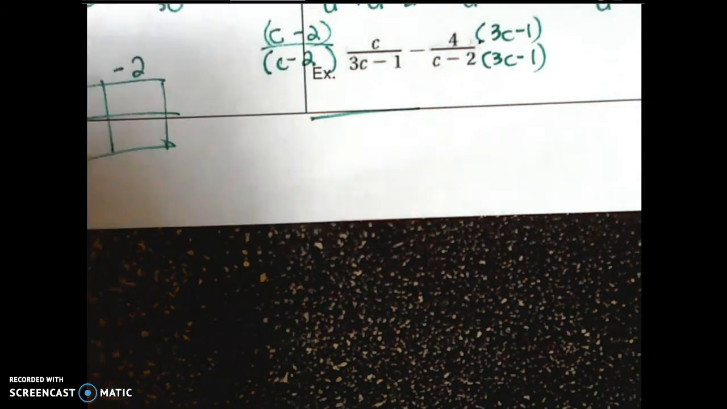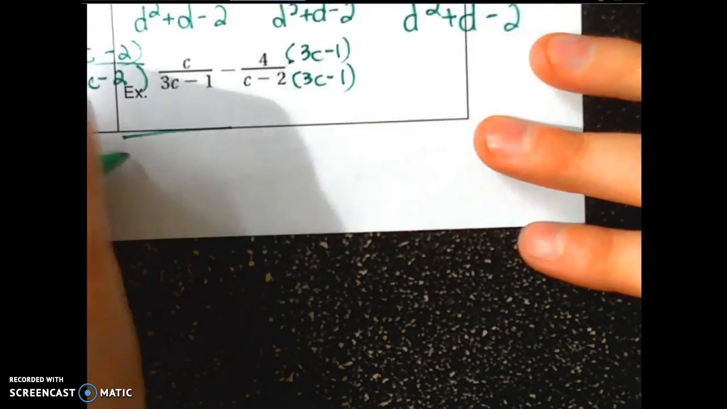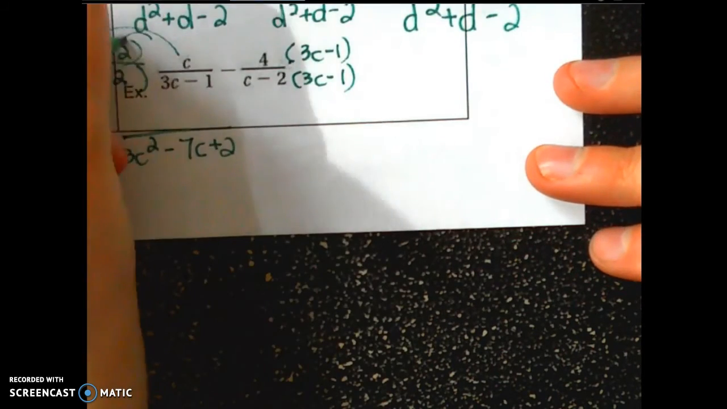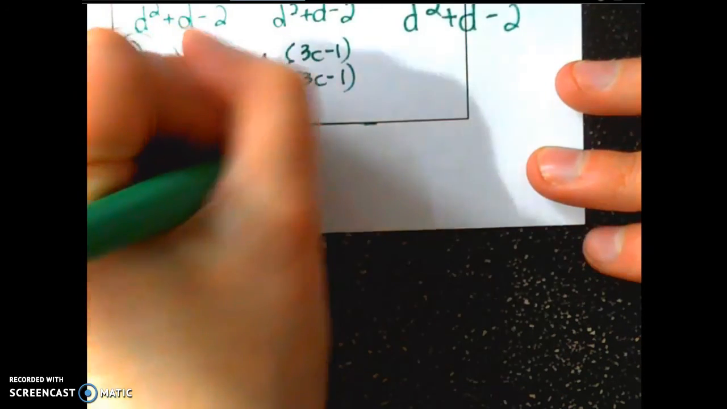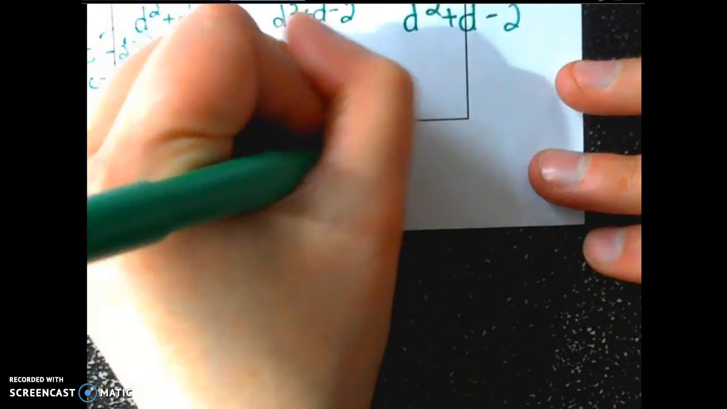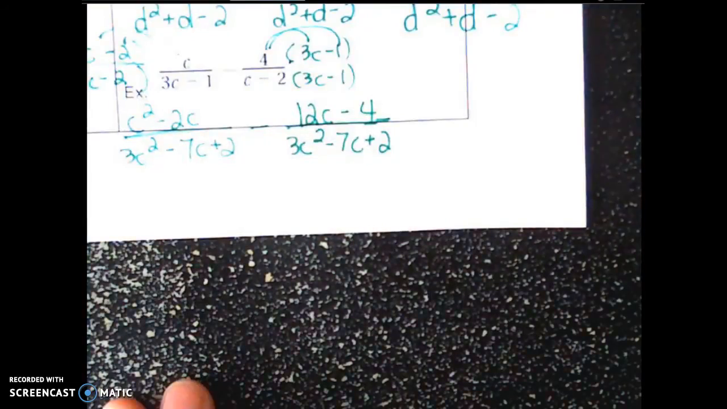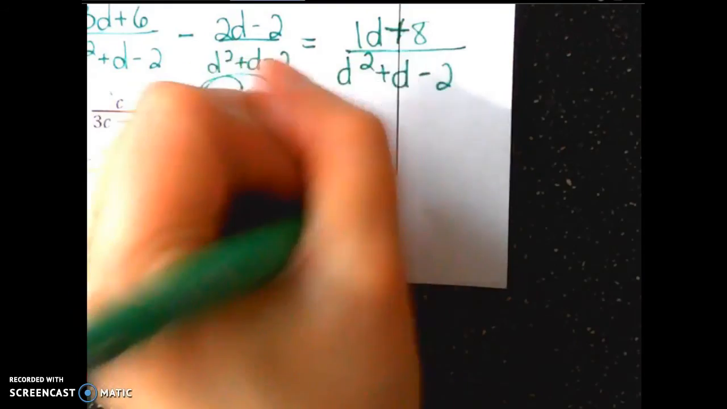So I have c minus 2, 3c minus 1, 3c squared minus 6c minus 1c plus 2. Okay, these are like terms. So my denominator is going to be 3c squared minus 7c plus 2. On the top, I have to distribute that c, so I'm going to get c squared minus 2c. It's going to be the same thing on the bottom over here, because it really doesn't matter what order I multiply them. But on the top, I'm going to get 12c minus 4. Okay? Alrighty, let's go ahead and do that subtraction.